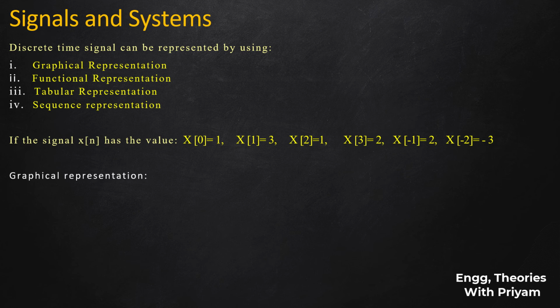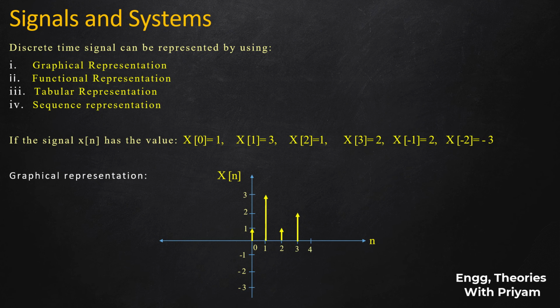At first, let's see the graphical representation of the discrete time signal. Like previous, in the x-axis we are going to take the integer values, and in the y-axis we will take the signal amplitude. This signal has a value of 1 when n is equal to 0, 3 when n is equal to 1, 1 when n is equal to 2, and 2 when n is equal to 3. When n is equal to 4, the value of the signal x[n] is 0, and in the negative x-axis 2 when n is equal to minus 1, minus 3 when n is equal to minus 2, and 0 when n is equal to minus 3 and minus 4. So this is the graphical representation of the discrete time signal x[n].